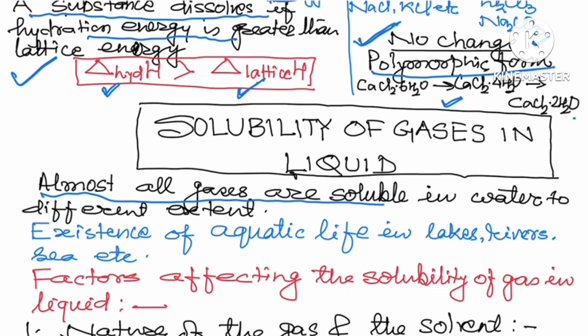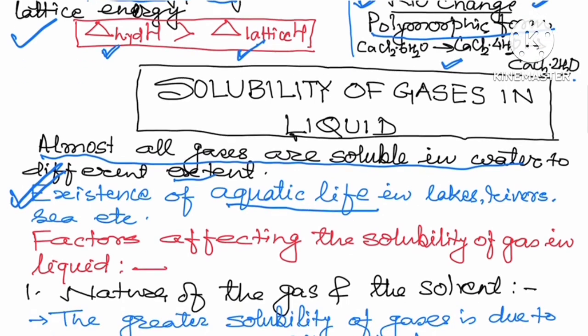So, the effect of temperature is that if we increase the temperature, the solubility decreases. You can also understand that aquatic animals are more comfortable in cold water in comparison to hot waters.